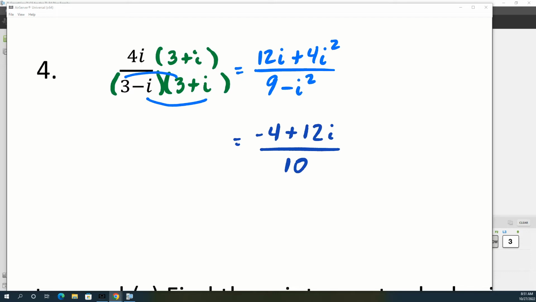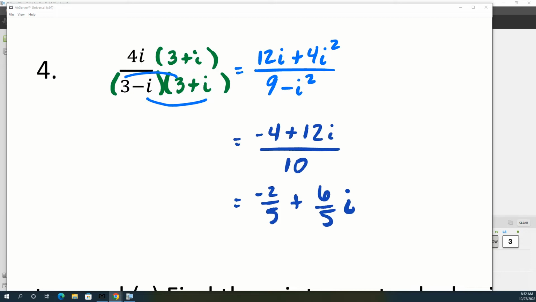Now, when we write these numbers in standard form, they're not going to be as one fraction. So it's going to be a real part, then imaginary part. That's why I put the 4 first. But anyway, we're going to put 4 over negative 10, and that's going to reduce to negative 2/5. And then we're going to put 12 over 10, and that's going to reduce to 6/5 i.